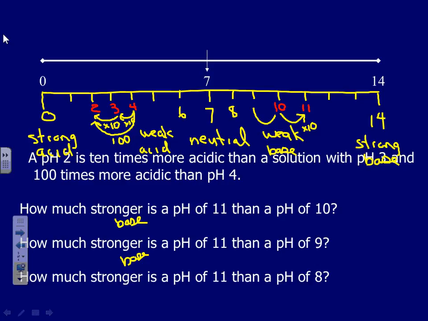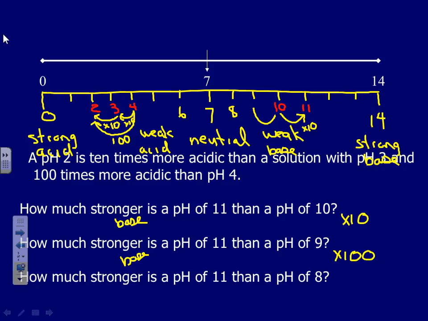Yep. No, it's not 20. Nope. So you're thinking it's 2 10s, right? But it's 10 times 10 stronger. So what's that? 100 times. So this one is 100 times a stronger base. This one was 10 times. So you don't add them. It's a multiplication. All right?